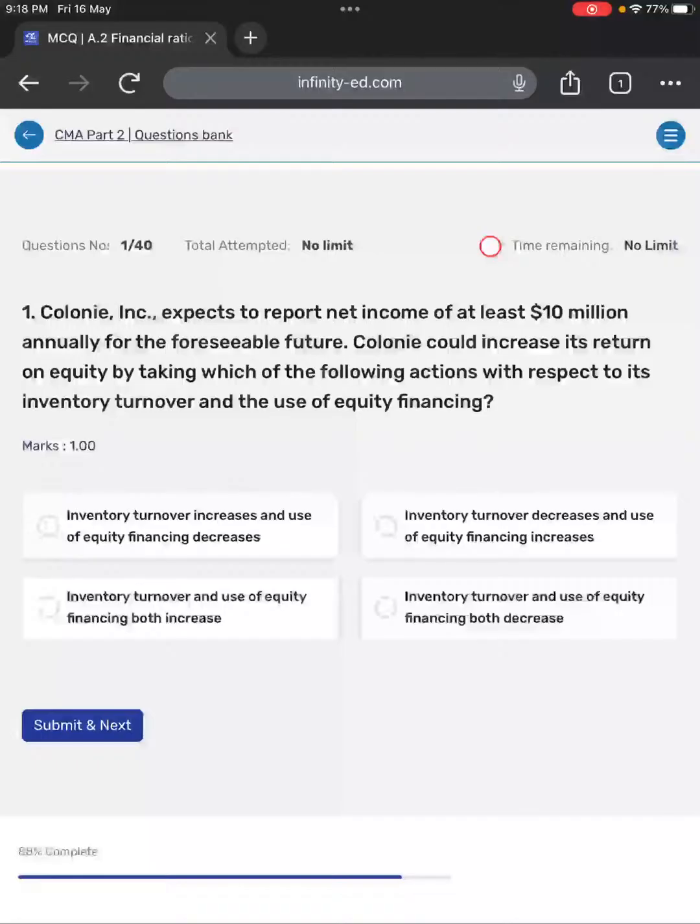Suppose the return on assets formula: net income divided by average total assets. Return means income, and the assets are whatever assets we have utilized to generate the income. That is the denominator part. And why is there average total assets? There is a concept behind it.